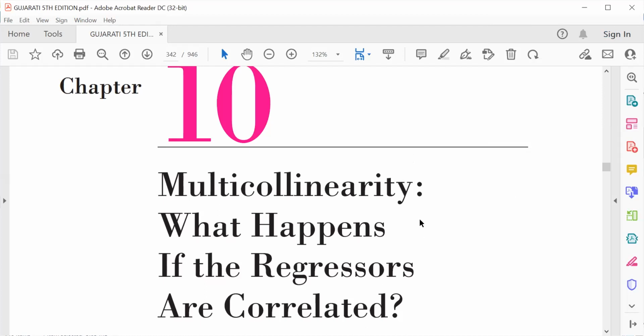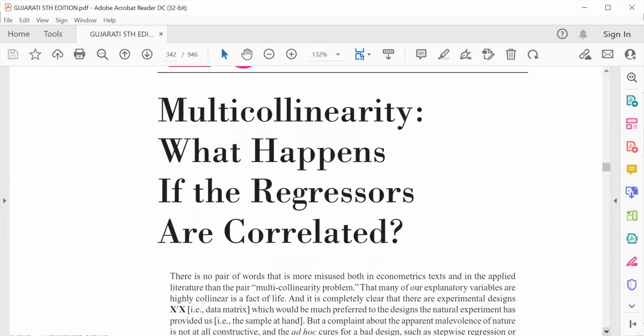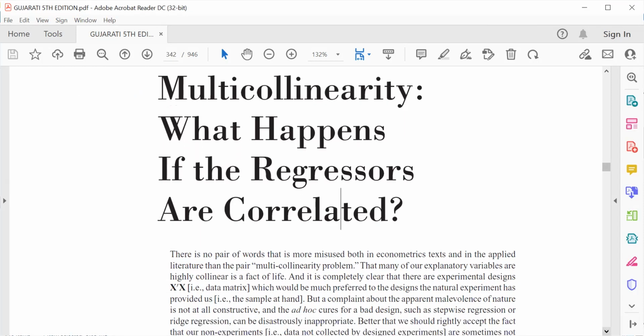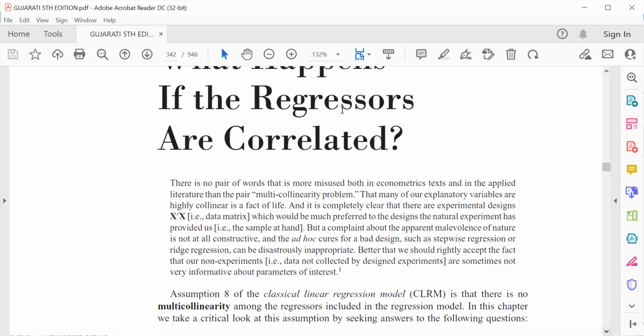In the assumptions of classical linear regression, it is stated that there is no exact collinearity between independent variables. We have assumption number X here: classical linear regression model, no multicollinearity among regressors in the model.